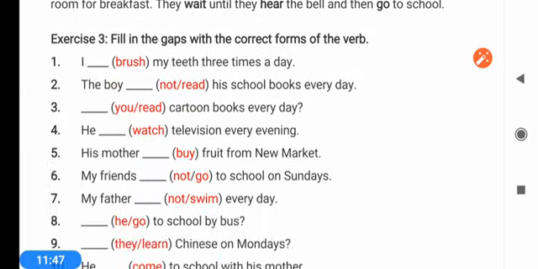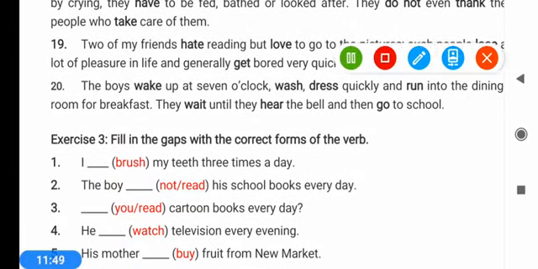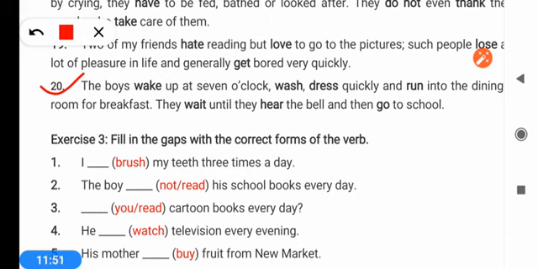Last one I am going to do for you, the 20th one. I am first reading this one, and then I will read the singular one. The boys wake up at 7 o'clock, wash, dress quickly and run into the dining room for breakfast. They wait until they hear the bell and then they go to school.